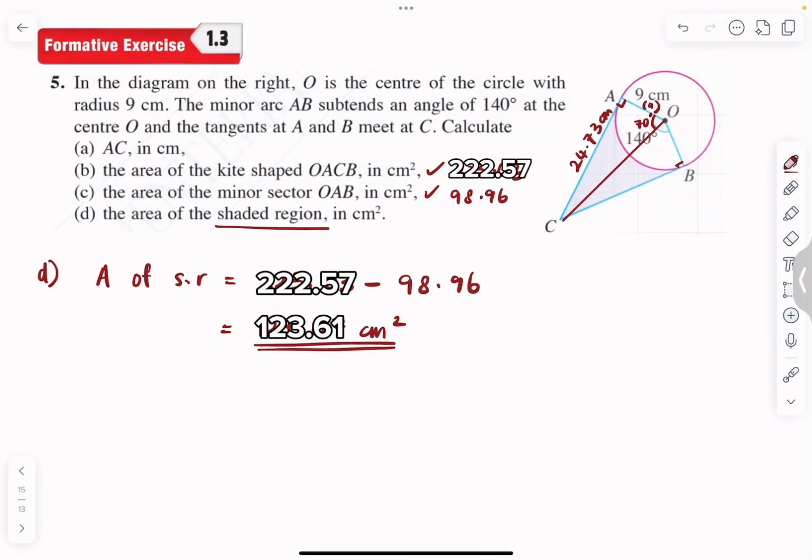Okay, so in exam, some questions they will skip the B and C. They will not give you this one. They will straight away ask you to find the area of shaded region. So you must find the kite by yourself, and then you must find the sector by yourself, and you minus these two off to get this region. Okay, this is quite a popular question. They like to ask like this for this chapter. Okay, so this one is quite guided, but in exam not all questions are guided like this. Okay, that's it.